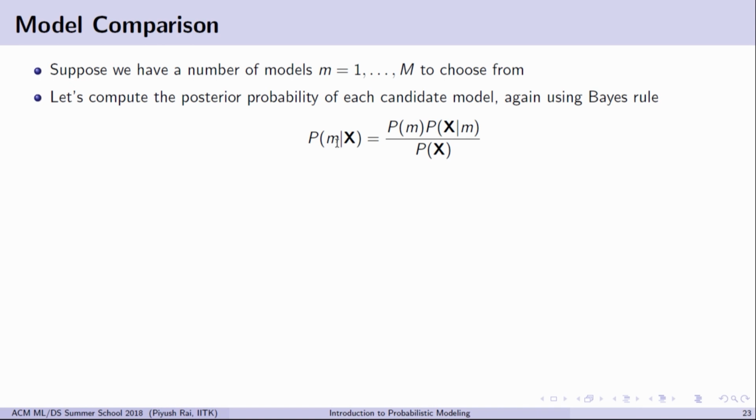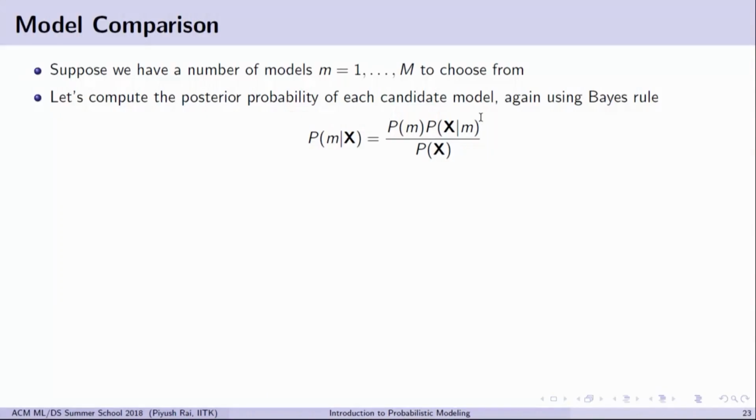What is p of m given x? Again, Bayes rule. It's p of m times p of x given m divided by p of x. So in principle, if I can compute these quantities, the left-hand side, I can rank different models.